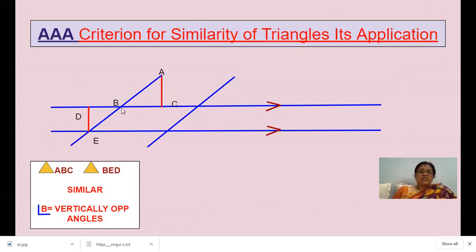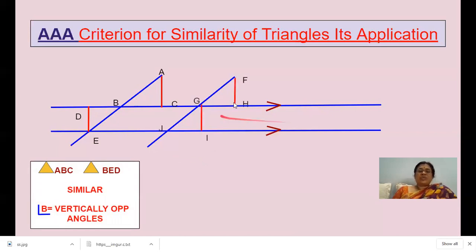See here, when you see these two are parallel lines, this angle and this angle, these two angles are vertically opposite angles. So naturally these two angles are equal, and here the angle is 90 degrees, here the angle is 90 degrees. So these two angles are equal. So by angle criterion, you can say that these two triangles are similar with each other.